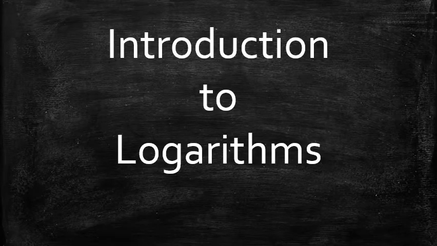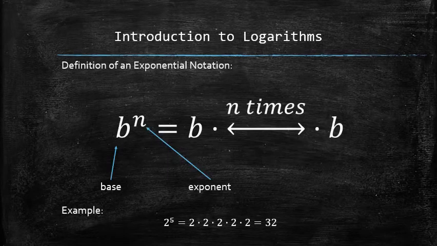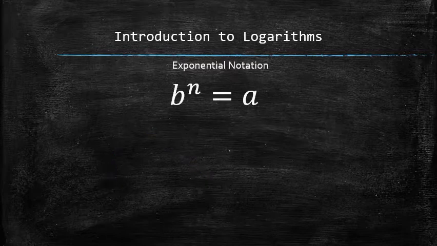Next, we introduce the logarithmic notation and its properties. Recall the exponential notation which we use to denote the product of n b's. Just like there is an operation of subtraction to undo addition and an operation of division to undo multiplication, there is also a way to undo exponentiation. As a matter of fact, there are two ways.